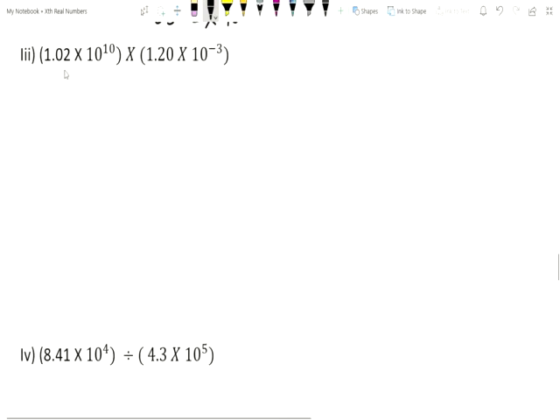So 1.02 into 10 power 10, we are going to multiply only, into 1.20 into 10 power minus 3.